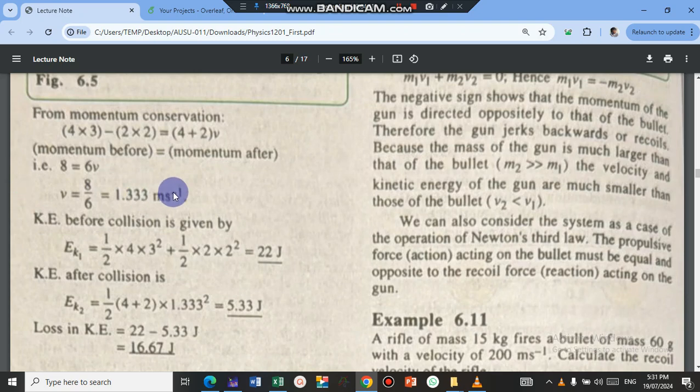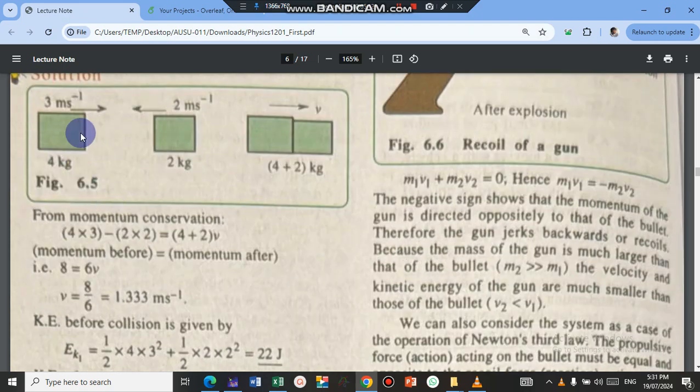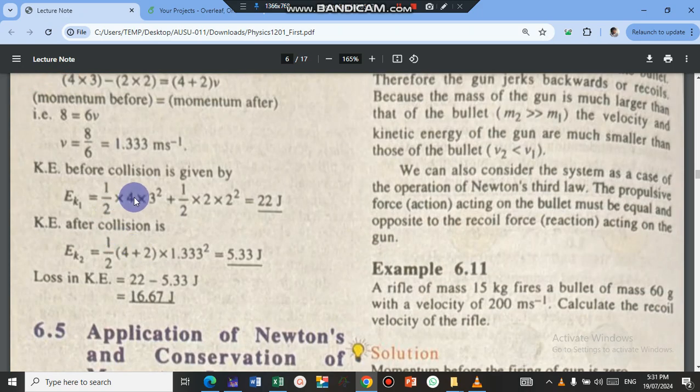Remember, you are asked to find three things: common velocity, total KE before collision, total KE after collision, and loss in KE. So KE before collision is given as, remember, half m1 u1 squared. Half, then m1 is 4, the mass of the first body, u1 is 3, so you have half m1 u1 squared plus half m2 is 2, u2 is 2, and you have a square.